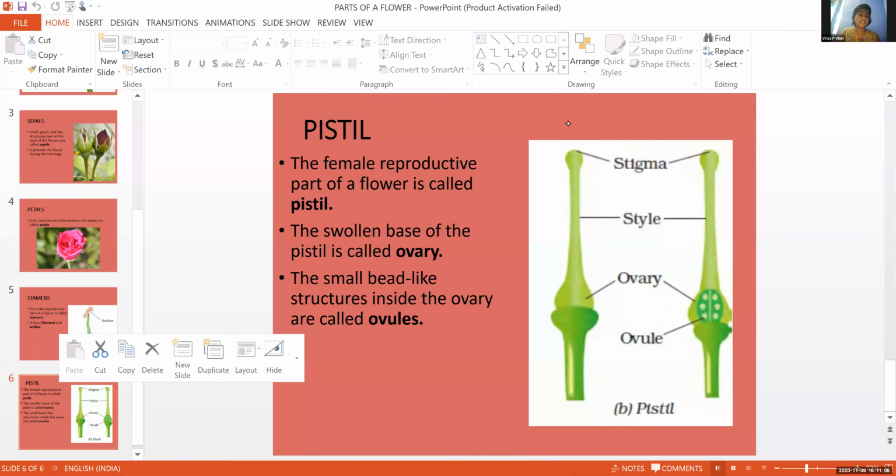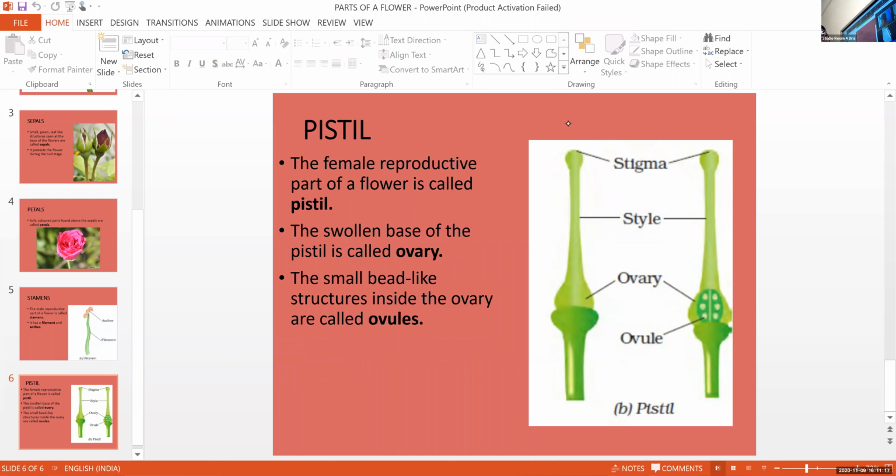Oh, okay, fine. So the female reproductive part of a flower is called pistil. And here in this picture, can you see the picture on the right side? Please look at the screen.